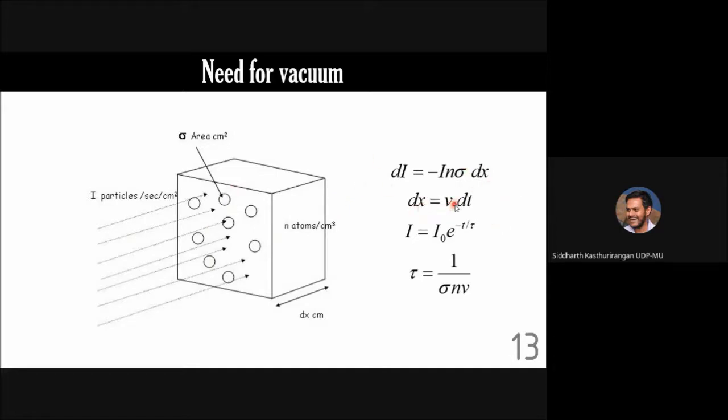dx itself can be written as the velocity of the beam times dt. And if you substitute this here, you get a first order differential equation, which is a very standard one. And the solution turns out to be I equal to I0 e to the power minus t by tau, where tau is the beam lifetime kind of quantity, which is 1 over sigma times n times v. So the bottom line of this whole argument is, if you want the beam to survive for longer, then you need tau to be high, which means that you need this quantity to be low.